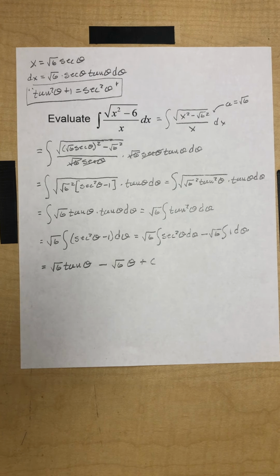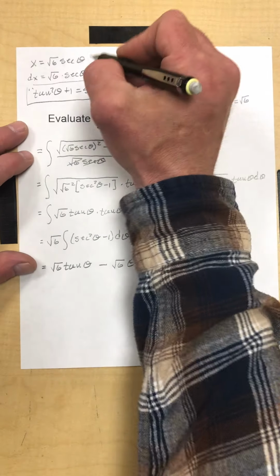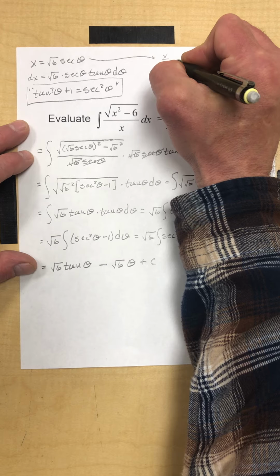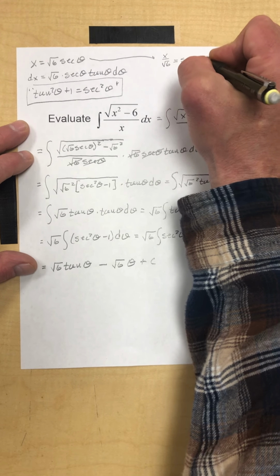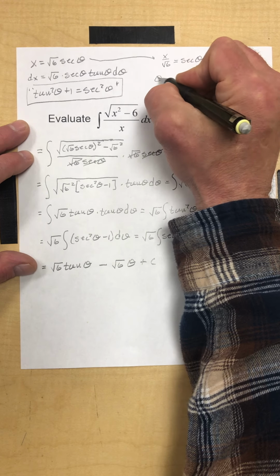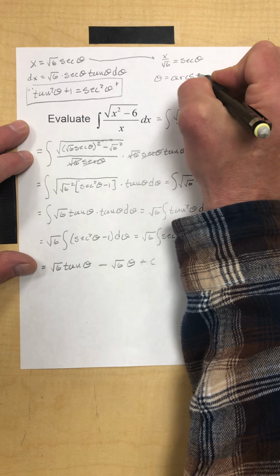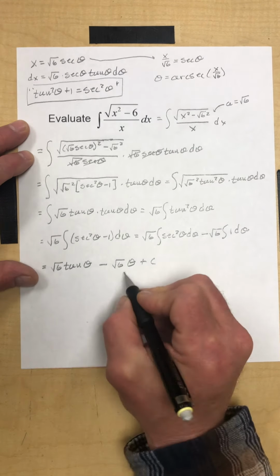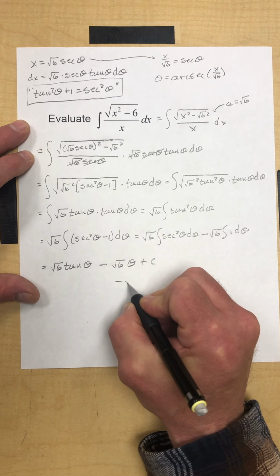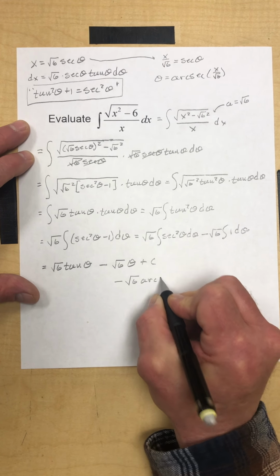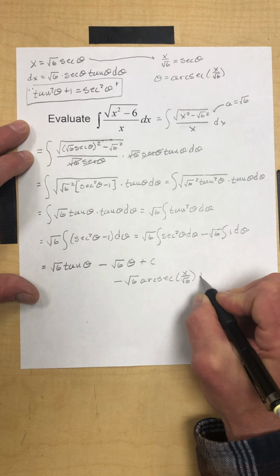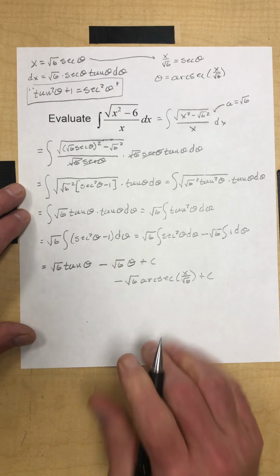Okay, so everything is integrated, so now I just have to go back and get things in terms of x. If we take this guy, I know I'm going to get x over radical 6 equals secant of theta. So that means that theta has to be the arc secant of x over radical 6. Okay, so that'll take care of this guy right here. So minus radical 6 times the arc secant of x over radical 6. Now I just have to come up with this guy.